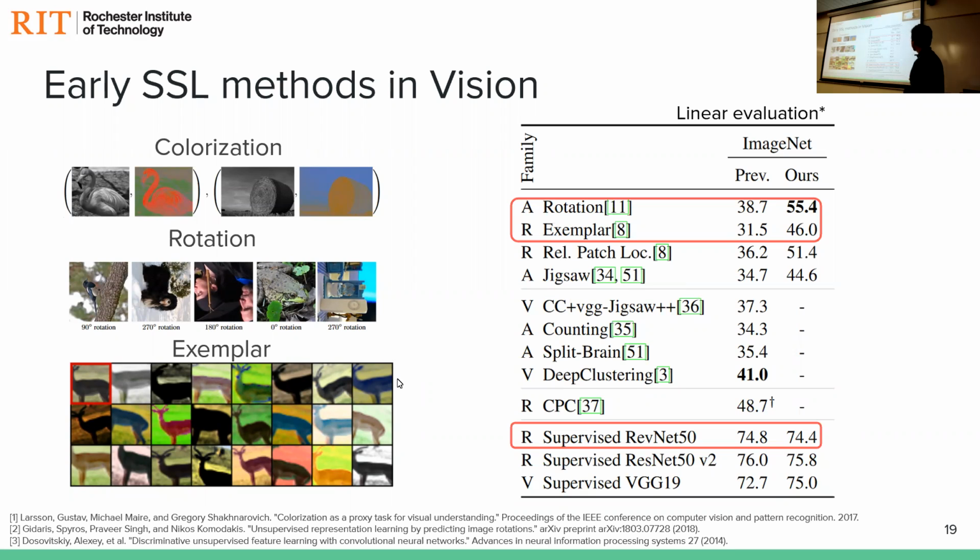The issue with these methods, as you can see on the right side of this table, is that if you do the linear evaluation on ImageNet, they perform really badly compared to the supervised setting where you use labels. Even in this work, they try to improve the performance a bit, but it's still way, way lower compared to the 74 performance that you get with supervision.